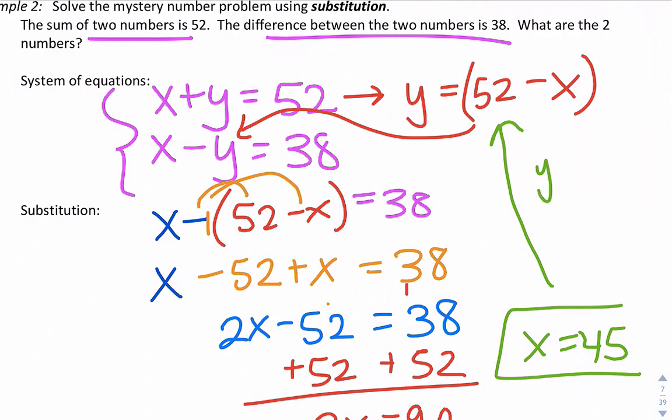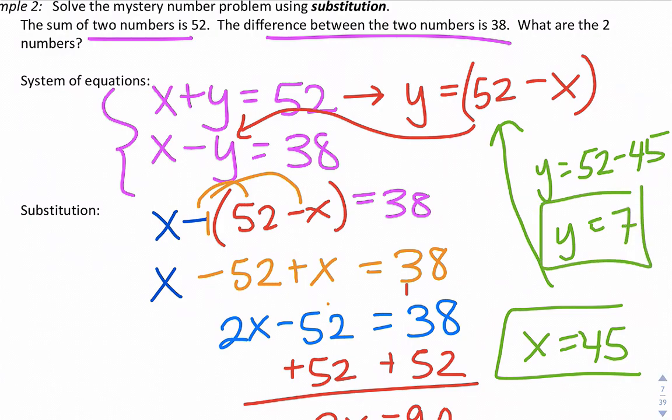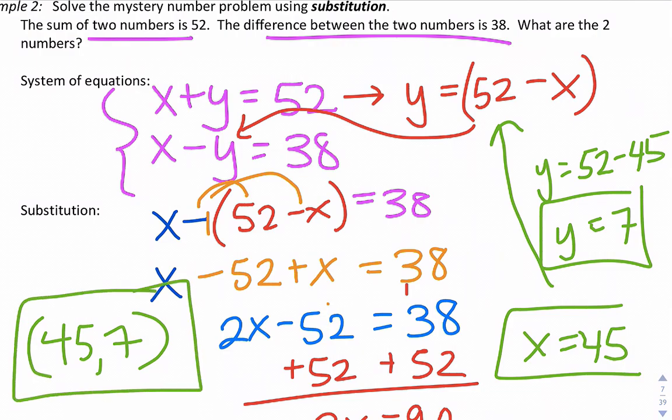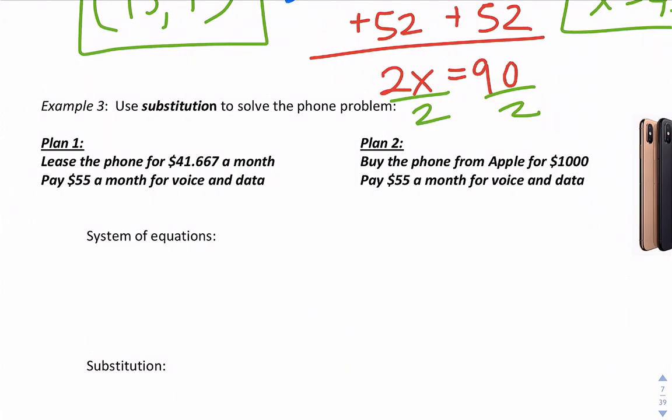So we would get y equals 52 minus 45. And so we get y equals 7. And so the two numbers that add to 52 that have a difference of 38, it'd be 45 and 7. I'll just write that as an ordered pair. Okay, let's go over one more and then we'll do some just straight up substitution problems.